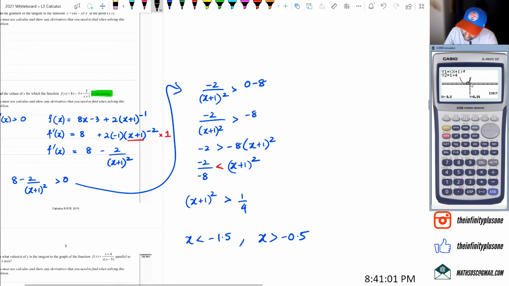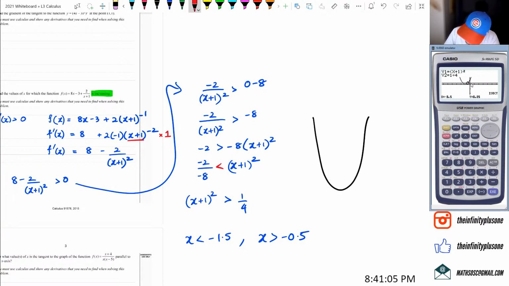So just to reiterate that, what we've got here is the parabola, that's your x plus 1 squared. Then you've got the line, which is a quarter. And from the graphics calculator, we picked up these 2 points, which is negative 1.5 and 0.5. You always flip the symbol when you're dividing by a negative number. Remember, I divided by negative 8. That's why I flipped that symbol there.